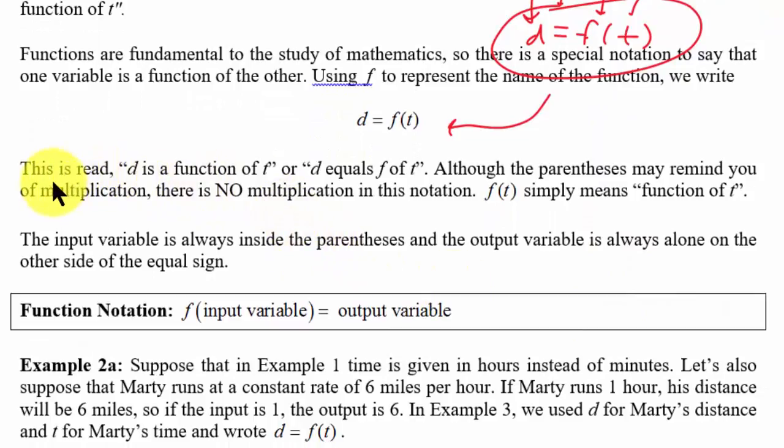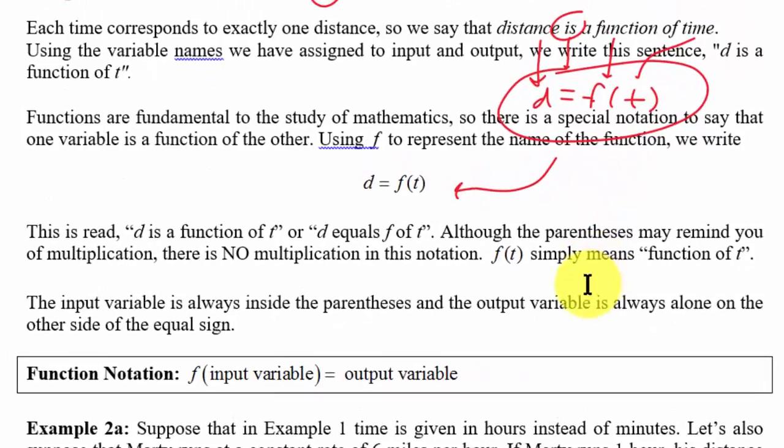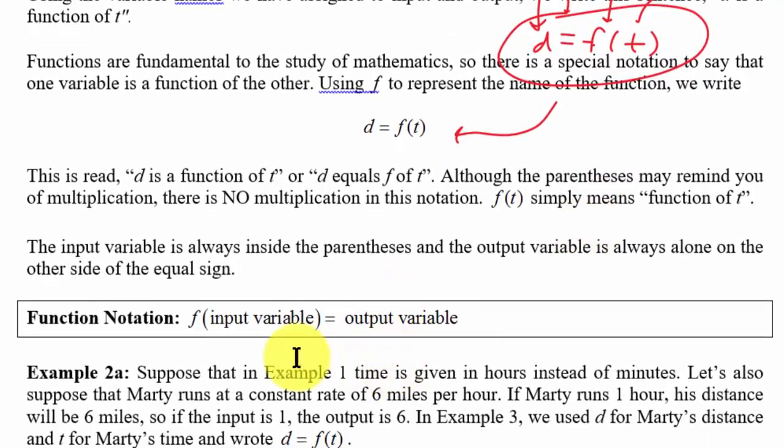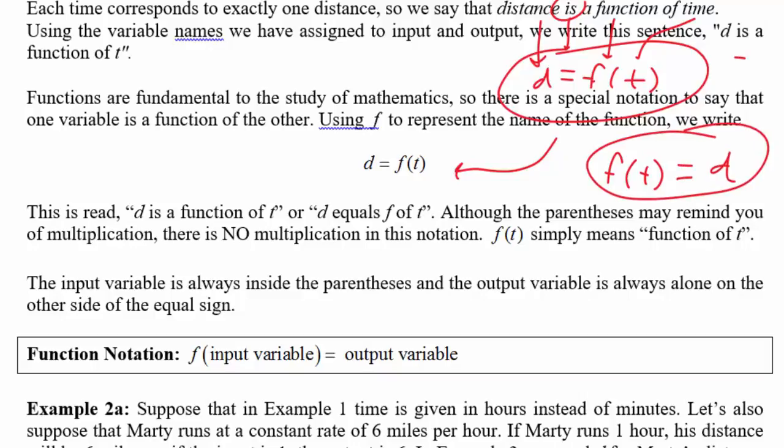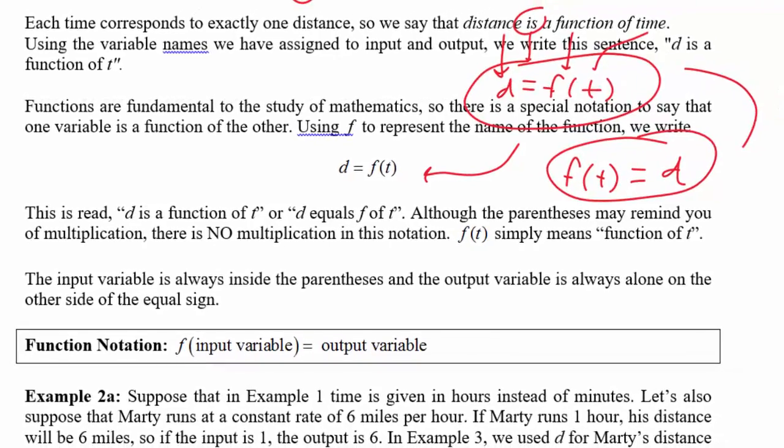They talk about how to read that: d is a function of t. So don't think of this as f times t. There's no multiplication symbol here, okay? And another thing to think about is, I wrote it as d equals f of t, but this is perfectly acceptable as well. If I wrote f of t equals d, remember this is the same. These two are saying the same thing, so the order doesn't matter, okay?